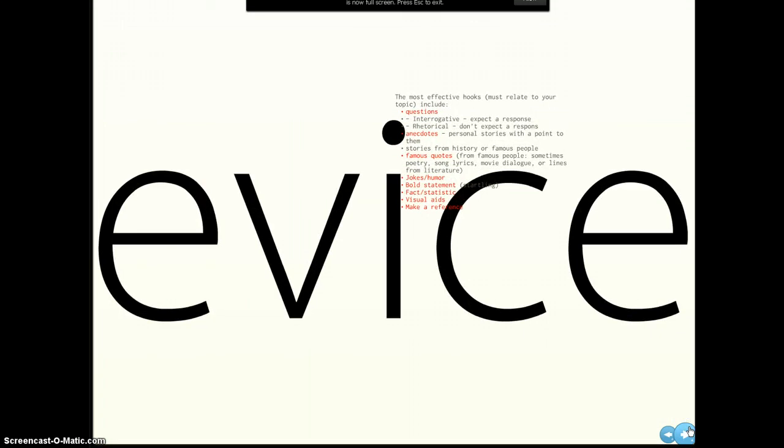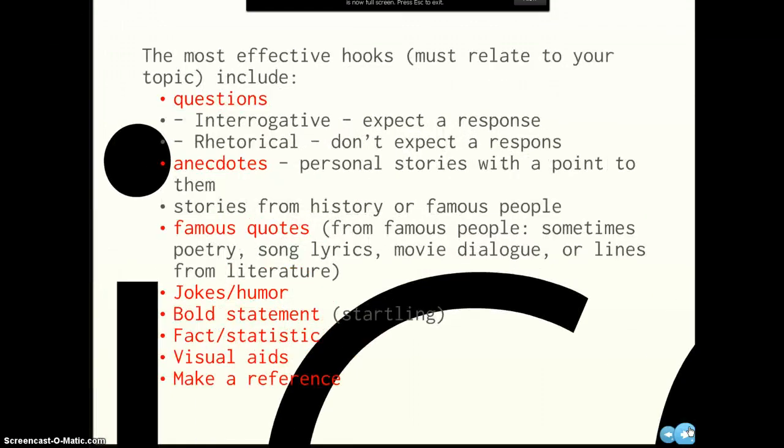There are all sorts of different types of hooks. The ones I talk about in this class a lot are, the first one, questions. Questions are the most common one. Example questions could be interrogative, where you expect a response, or rhetorical, where you don't expect a response. The problem is there's always at least one person in every class who will respond to a rhetorical question. An example of a rhetorical question is your mom asking you how many times she told you to take out the trash, and you respond 50, and she smacks you upside the head because you're being obnoxious.